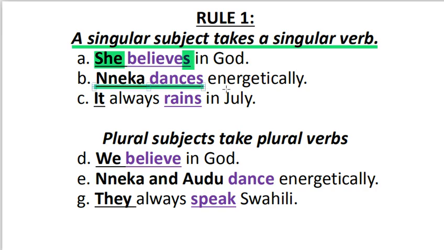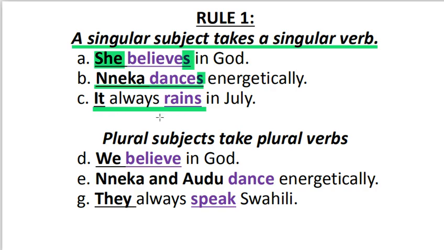Example B, Nneka dances energetically. Nneka is one person, so the verb dance should also be in singular form, and that is why we have dances. Nneka dances energetically. In sentence C, it always rains in July. It is a singular pronoun, the singular subject, so it carries the singular verb rains, rain with S. It always rains in July.